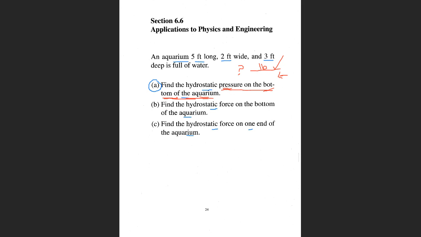Area. What unit? Square feet. Did somebody say area? Square feet, that's right. Nathan and Leping are saying the same thing. Square feet, because we're talking about the bottom of the aquarium. The bottom of the aquarium is a surface, and a surface has area. So it makes sense that our final units for hydrostatic pressure would be pounds per square foot. Good.